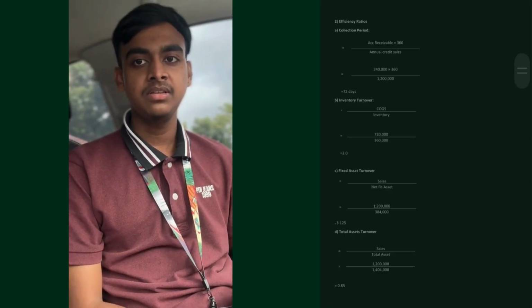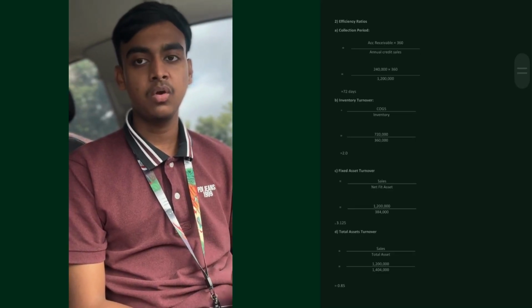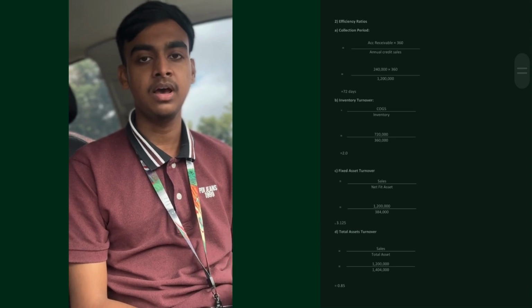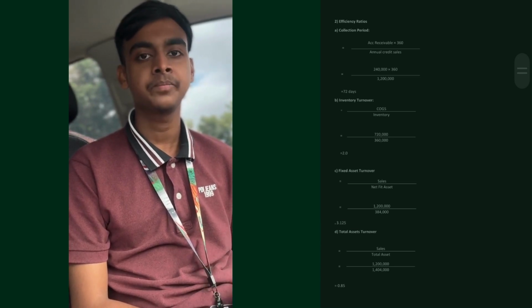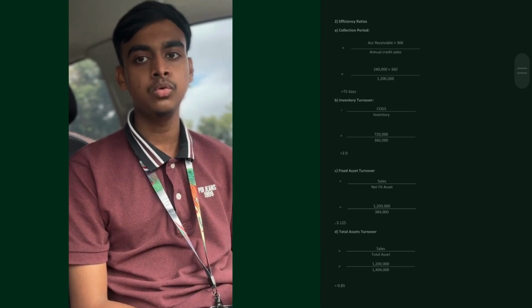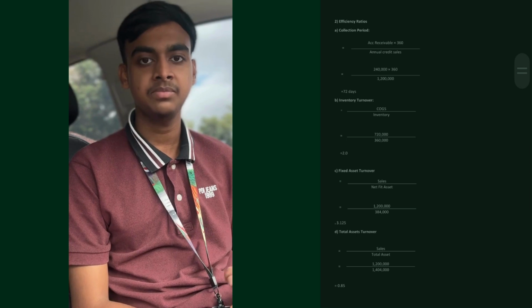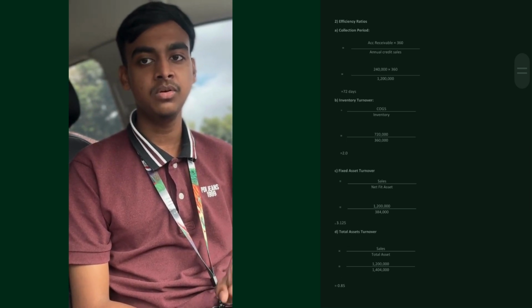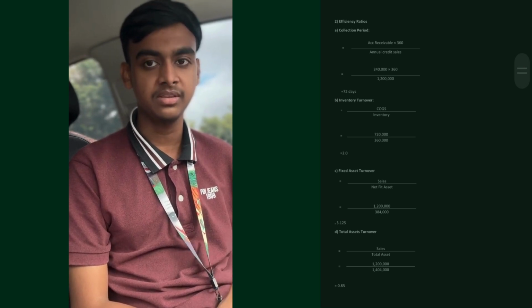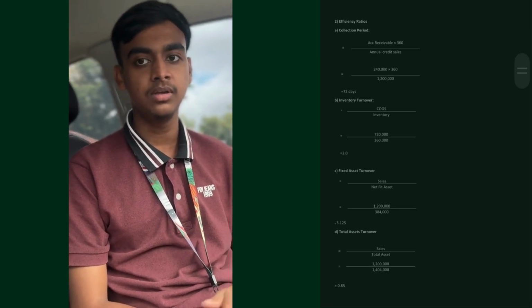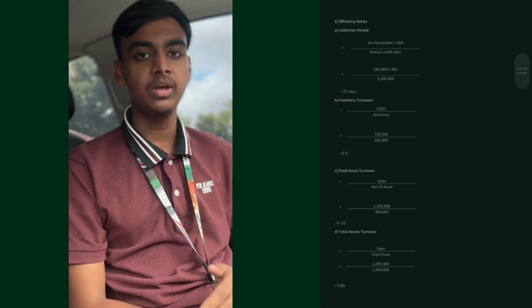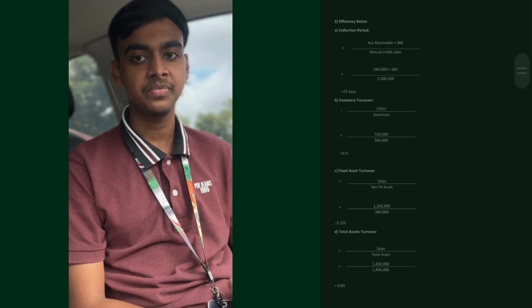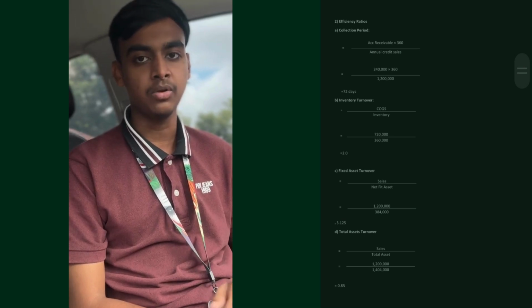The second is efficiency ratio. A, collection period, accounts receivable times 360 over annual credit sales equals 240,000 times 360 over 1,200,000 equals 72 days. Now B, inventory turnover, COGS over inventory equals 720,000 over 360,000. The total is 2.0.